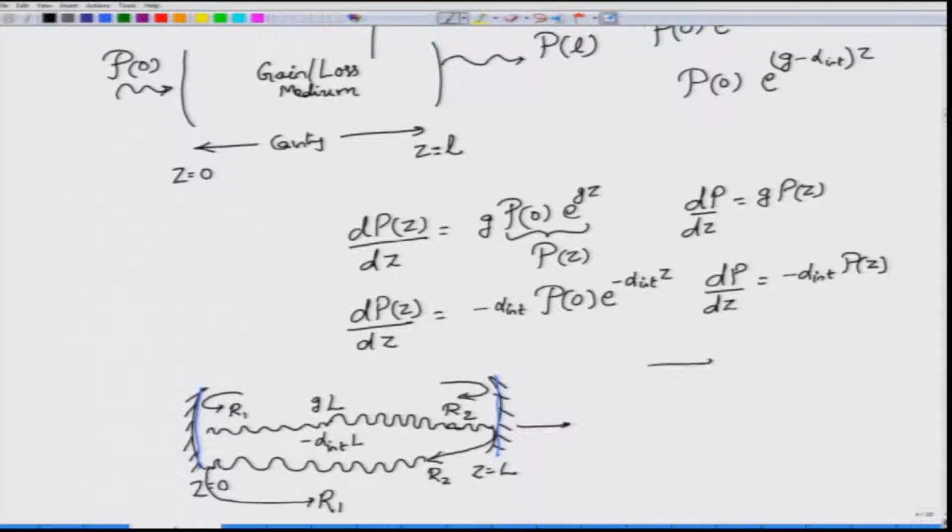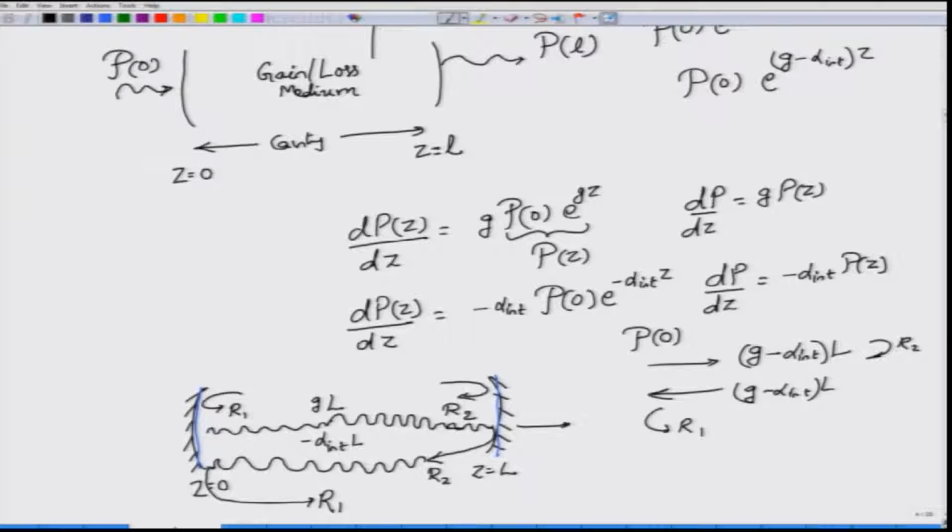So, one way you have a propagation of L and the effective argument in the exponent would be g minus alpha int times L, and the other way you have another propagation through L and you get g minus alpha int times L. Here in one way you are getting a reflection R2, here you are getting a reflection R1. Imagine that the initial power is P of 0, which is the one which has been incident just at the output of the first mirror. So, that is the power there, P of 0.